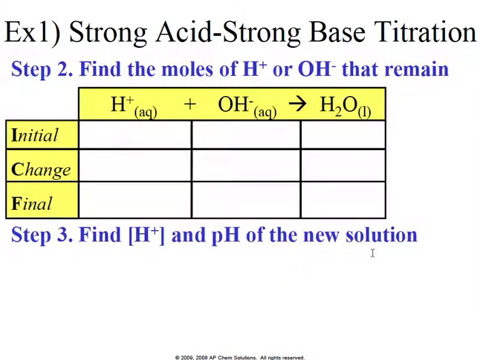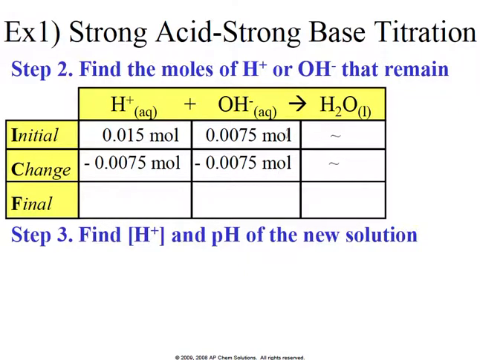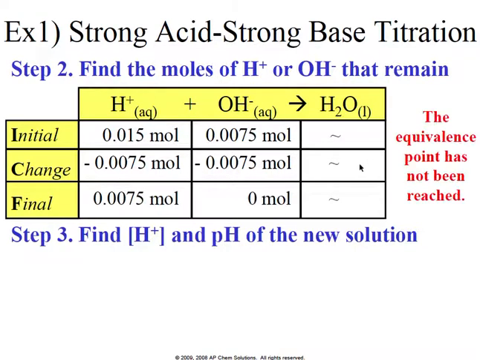Here's the ICE chart that shows that. At the beginning, we have 0.015 moles of H+ from the HCl, and we have 0.0075 moles of OH- from the NaOH. We have no water created yet. Now the change is we're going to use up all the OH-, right? The H+ is going to be reduced by the amount of OH-, because they have bonded to create water molecules. So we have some H+ left, but none of the OH- left. We have 0.015 subtract 0.0075, which is half of the original, so basically we have half of it.